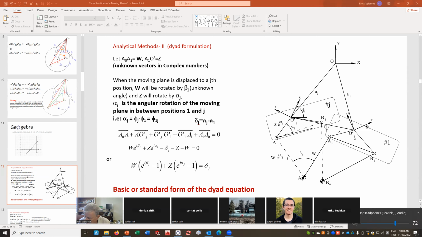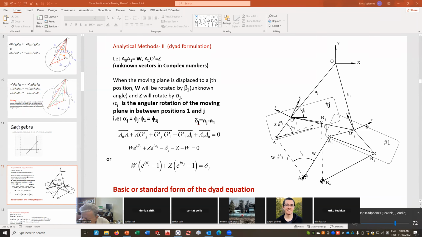This point, O1 prime, will be displaced to OJ prime. That distance, I will call delta j, is equal to AJ minus A1. Those are the position vectors of the origin of the moving coordinate frame with respect to any reference frame you select. Notice I can select this reference frame anywhere I like. It doesn't make any difference.